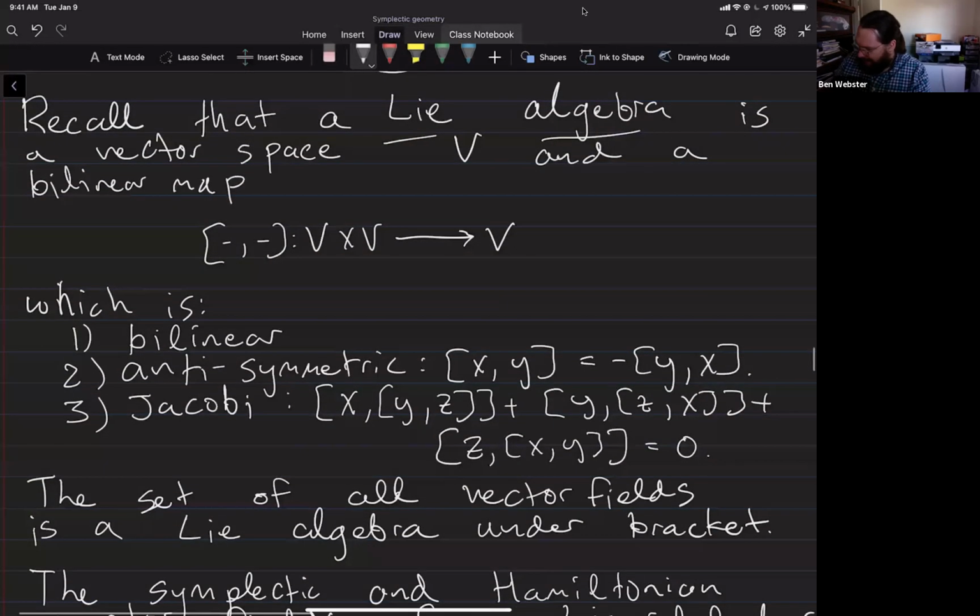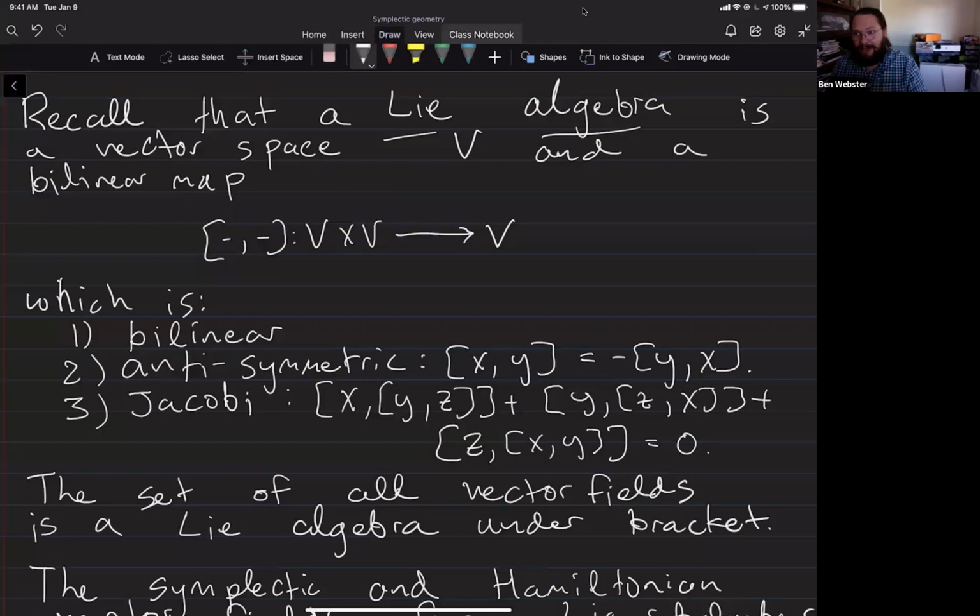So since I've mentioned the Lie bracket, I'm now contractually obligated to define Lie algebras. Hopefully most people here have seen this definition at some point, but if you haven't, here it is. A Lie algebra is a vector space equipped with a bilinear map, usually called a Lie bracket, which is antisymmetric, so the bracket of x and y is minus the bracket of y and x, and it satisfies the Jacobi identity. There are various ways of writing this. When you first encounter it, it always seems kind of awful, but this is basically the replacement for associativity.